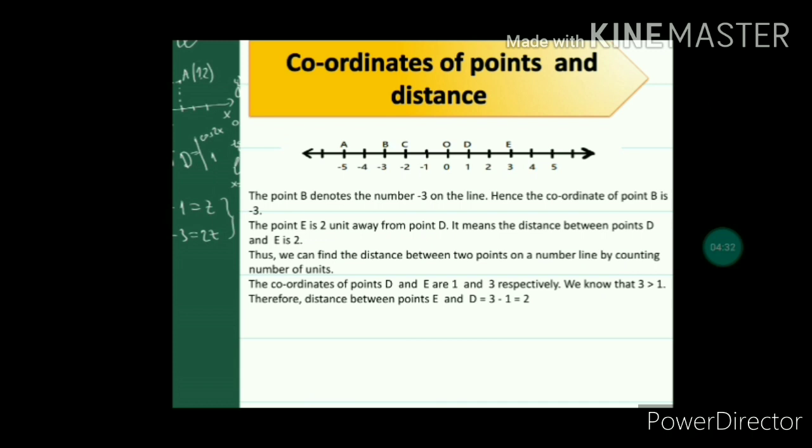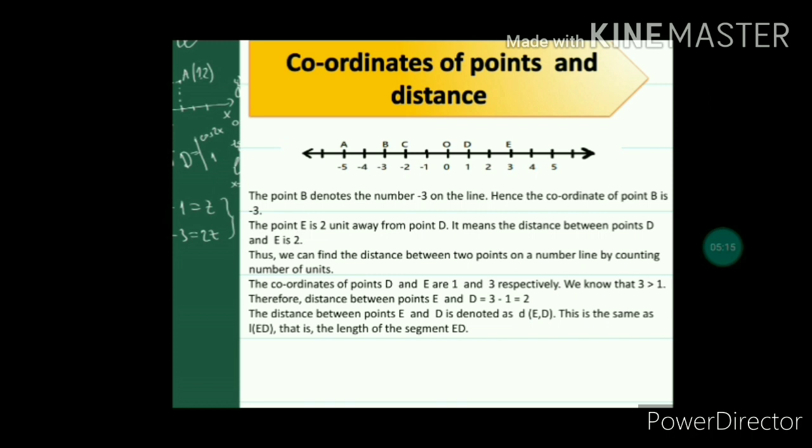Another example is the coordinates of point B and D are -3 and 1 respectively. We know that 1 is greater than -3. Therefore, the distance between point B and D is equal to 1 minus (-3), 1 minus minus 3, that is 1 plus 3, is equal to 4.